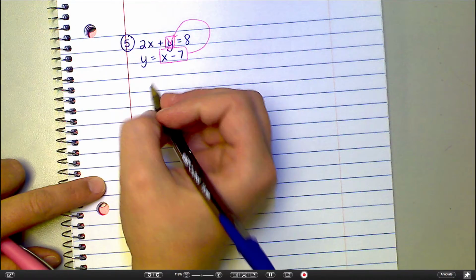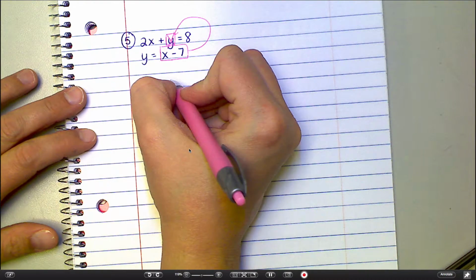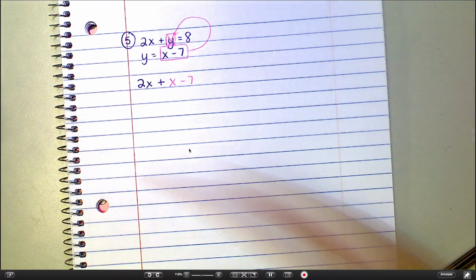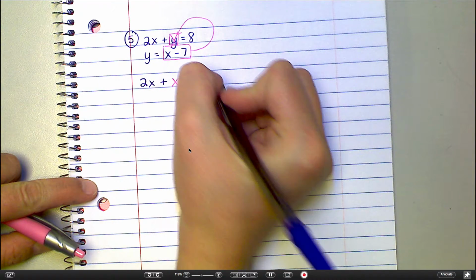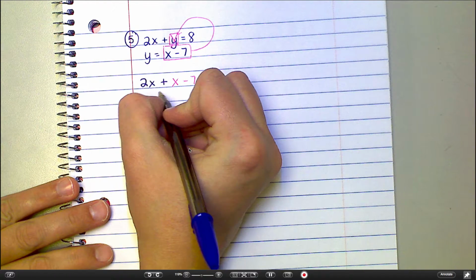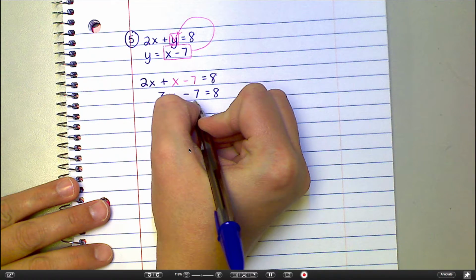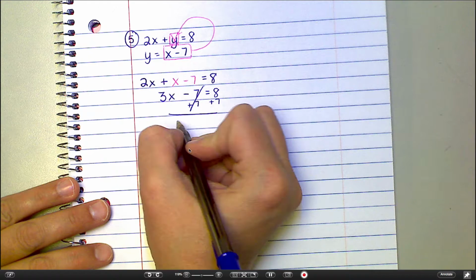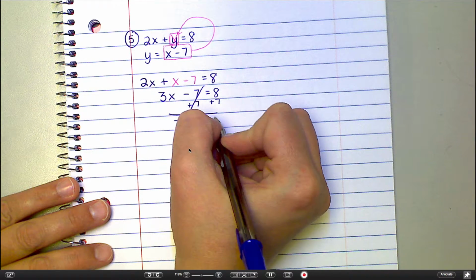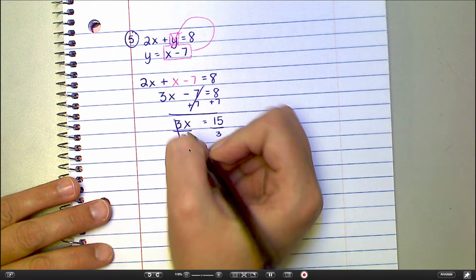Okay? So when I rewrite that top equation now, it is going to say 2x plus x minus 7 in place of y equals 8. And now I can solve that equation for x. Okay? So I'm going to combine the 2x and the x, and I get 3x minus 7 equals 8. I'm going to add 7. So 3x equals 15, divide by 3, divide by 3, x equals 5.